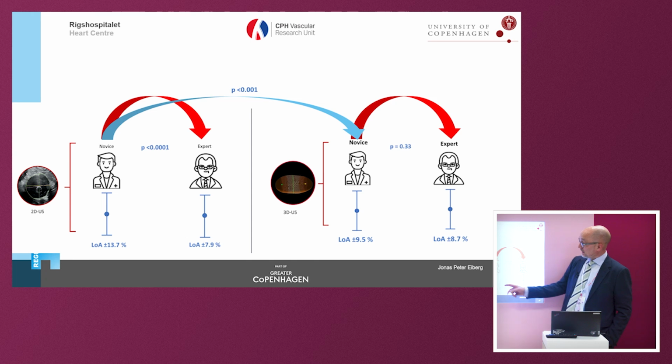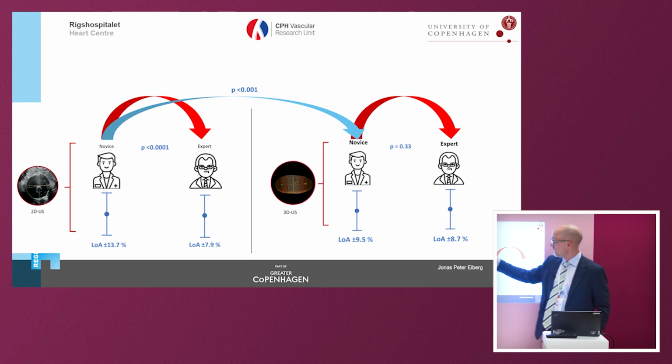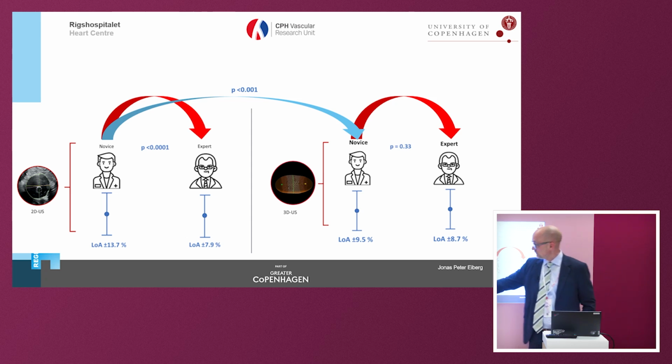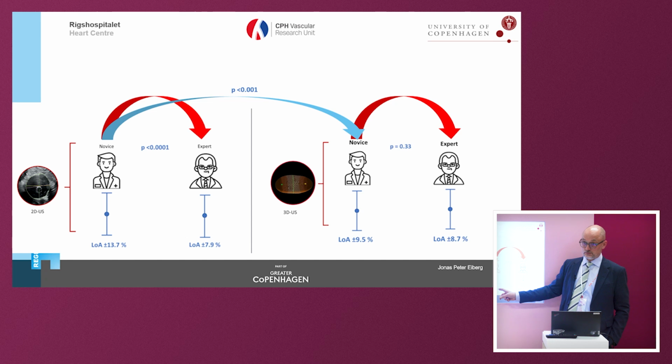Then we allowed them to use the new tool, and suddenly you can see what happens with the novices, the blue arrow here. They improve from 14 to 9.5. And suddenly we were unable to discriminate novices from experts. And we literally took all their scans. We didn't sort them. Some of the scans were incredibly bad.